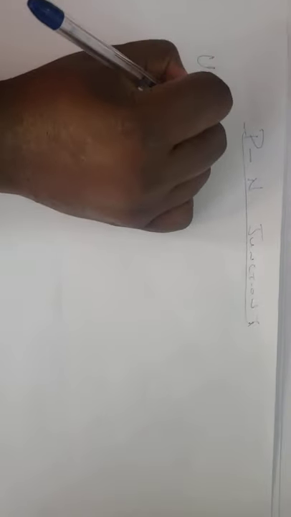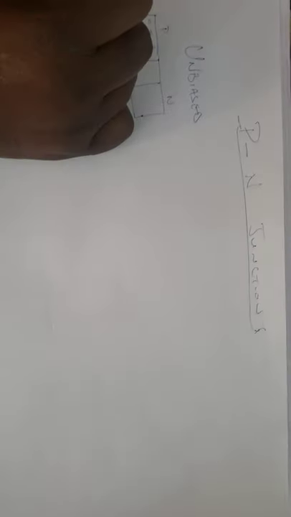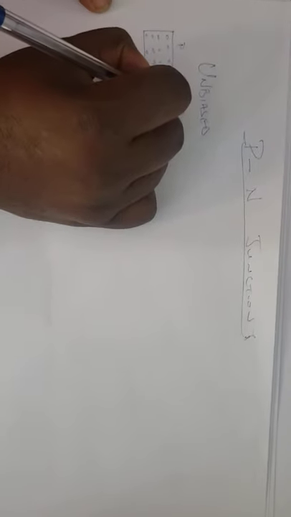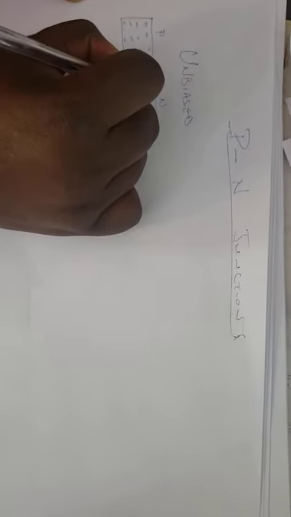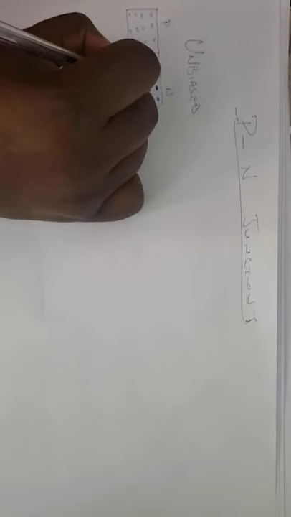Now we want to look first at an unbiased junction. We know that when you put a P and an N together, for the P type you will have majority carriers being holes. For the N type, you will have majority carriers being electrons. So let us use these to represent electrons. Now, this is referred to as an unbiased junction.